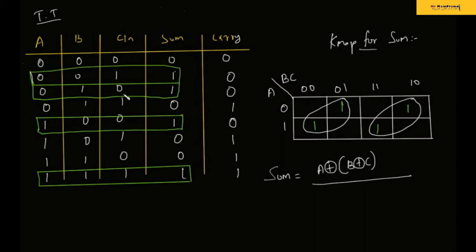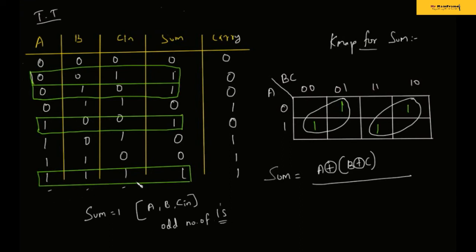The K-map is filled using the truth table. Wherever you get sum is high, sum is equal to 1, then you can put 1 in the K-map. Wherever you get sum equal to 1, just go for the values of A, B and C in the truth table and match them with the K-map. Wherever the combinations are matching, you can fill it up with the 1.